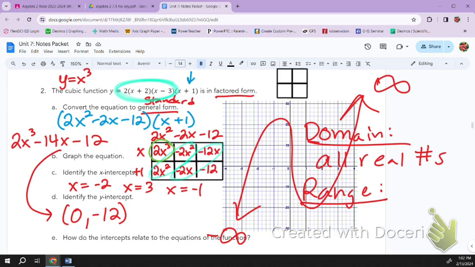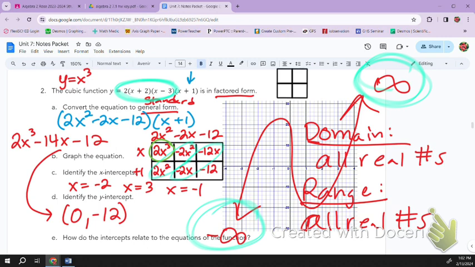Will you add this on your graph? The top one's going to infinity. The bottom one's going to negative infinity. And yeah, the range is all real numbers. Can you add that to your graph? I know my graph is a little wonky. Graph the correct x-intercepts. And then just swoop it through.